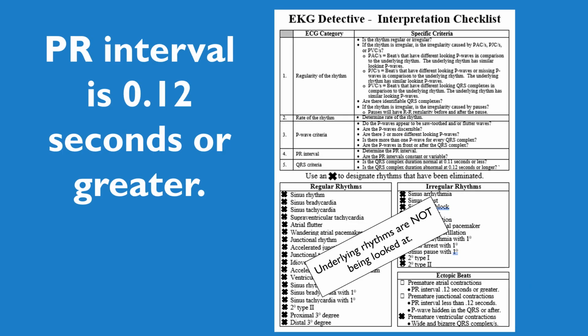Referring back to our EKG Detective checklist for the last time, since the PR interval is greater than 0.12 seconds, that means that we can eliminate premature junctional contractions, because if there is a measurable PR interval for those, it's going to be less than 0.12 seconds. And since the PR interval is 0.12 seconds or greater, that leaves us with our one and last option that we've been working with, which is premature atrial contractions. And that's what the ectopic beat is in this ECG tracing.